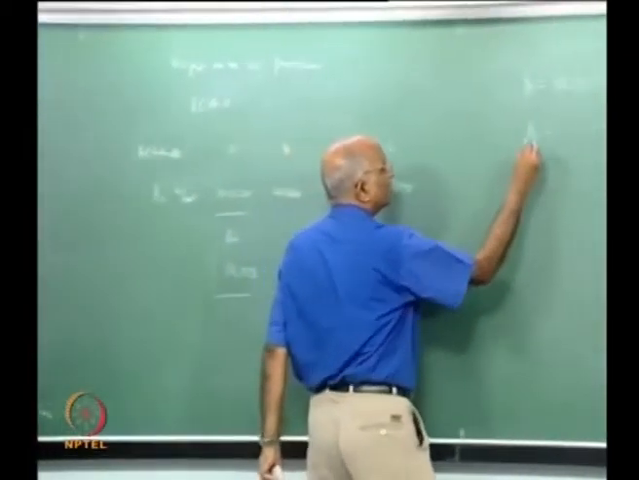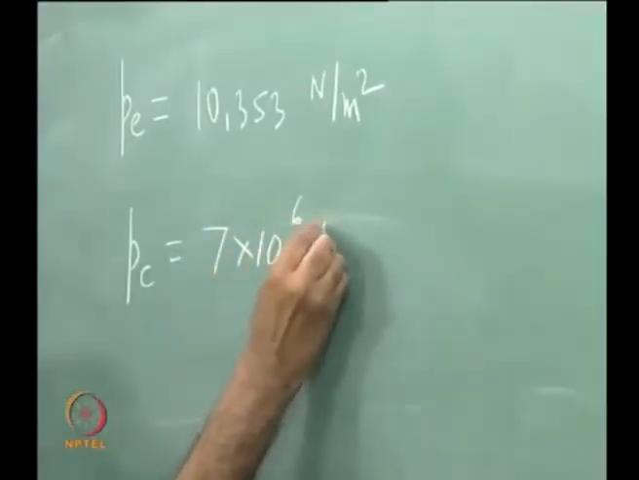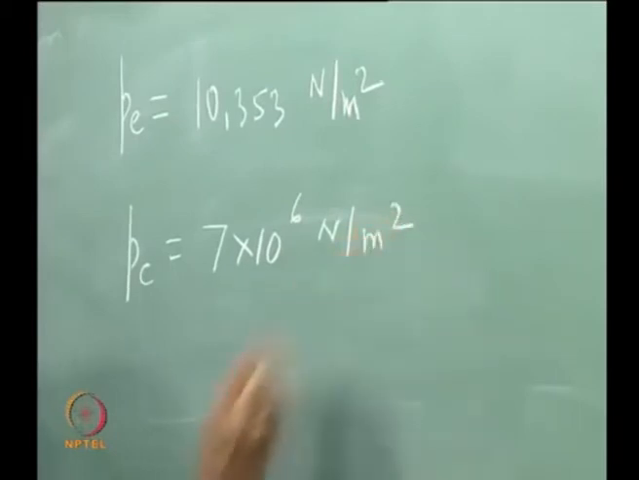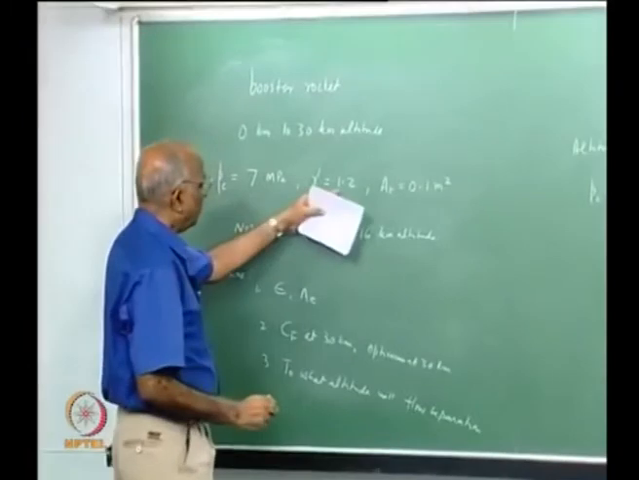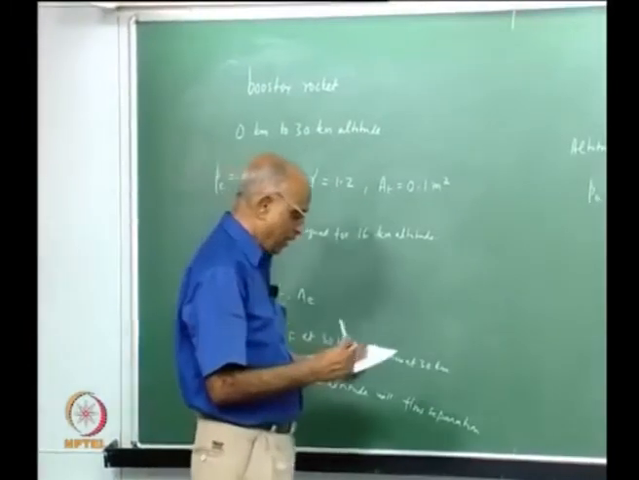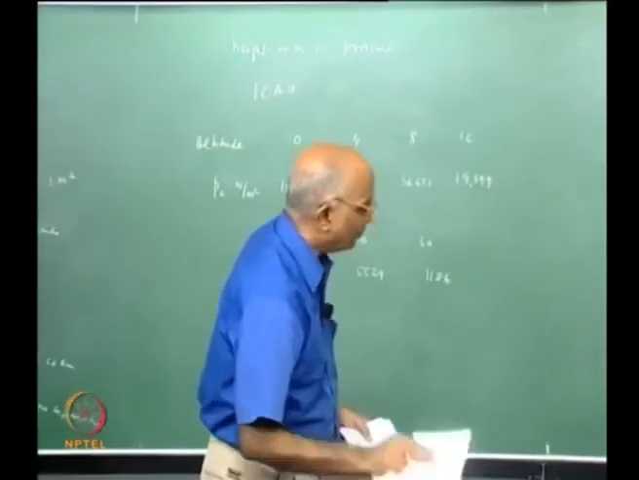We say 7 into 10 to the power 6 Newton per meter square. Gamma is given to you as 1.2. Therefore, you immediately write out the expression for the area ratio. What was the expression?